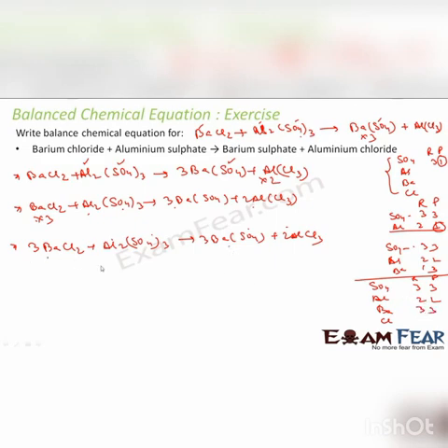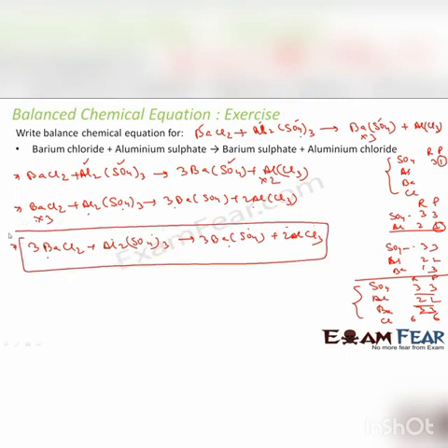Barium part is 3 here and 3 here. Chlorine part is 3 into 2, 6 here and 2 into 3, 6 here. So we see that they are all balanced. This is my balanced chemical equation.